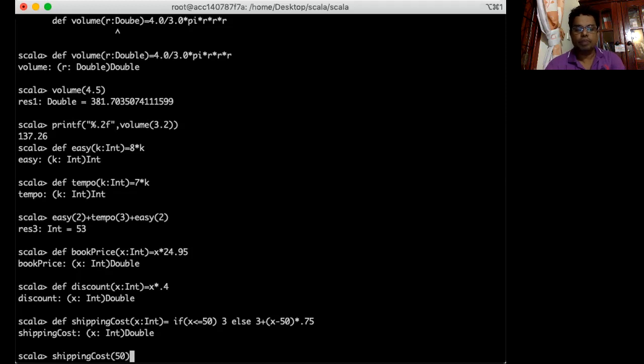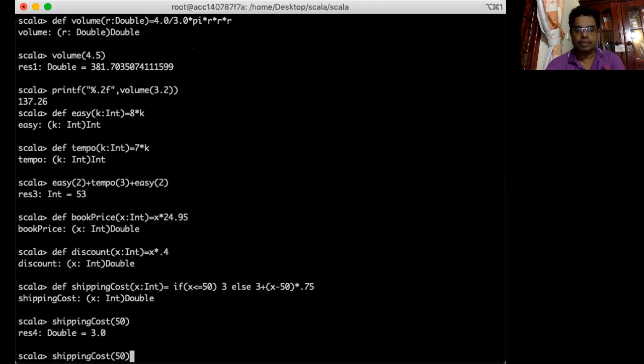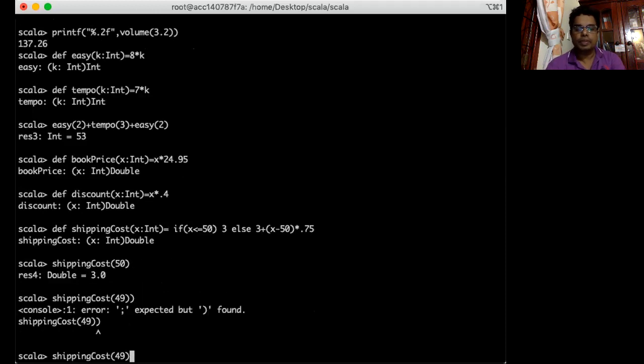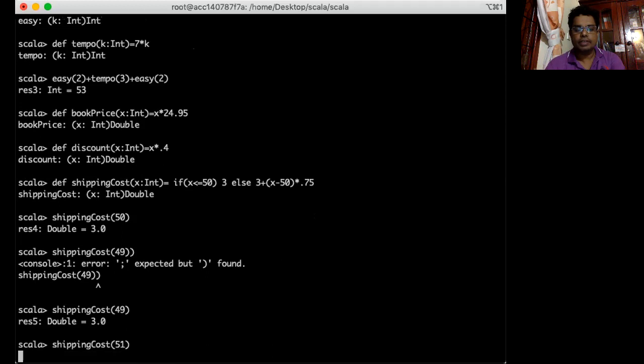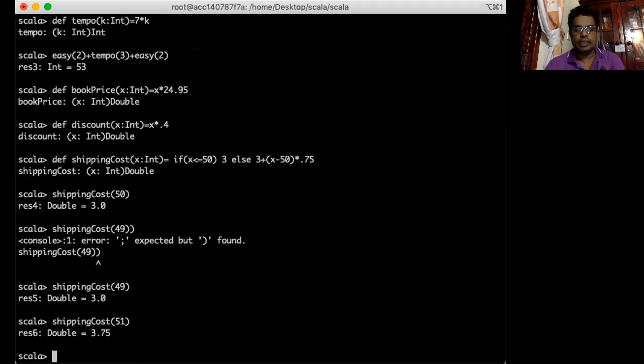For 50 copies, it should be 3 rupees. Less than 50, any copy count, let's say 49, it should also be 3 rupees. If it is greater than 50, like 51, it should be 3 rupees plus 75 cents, right? Correct. So my three functions are ready.